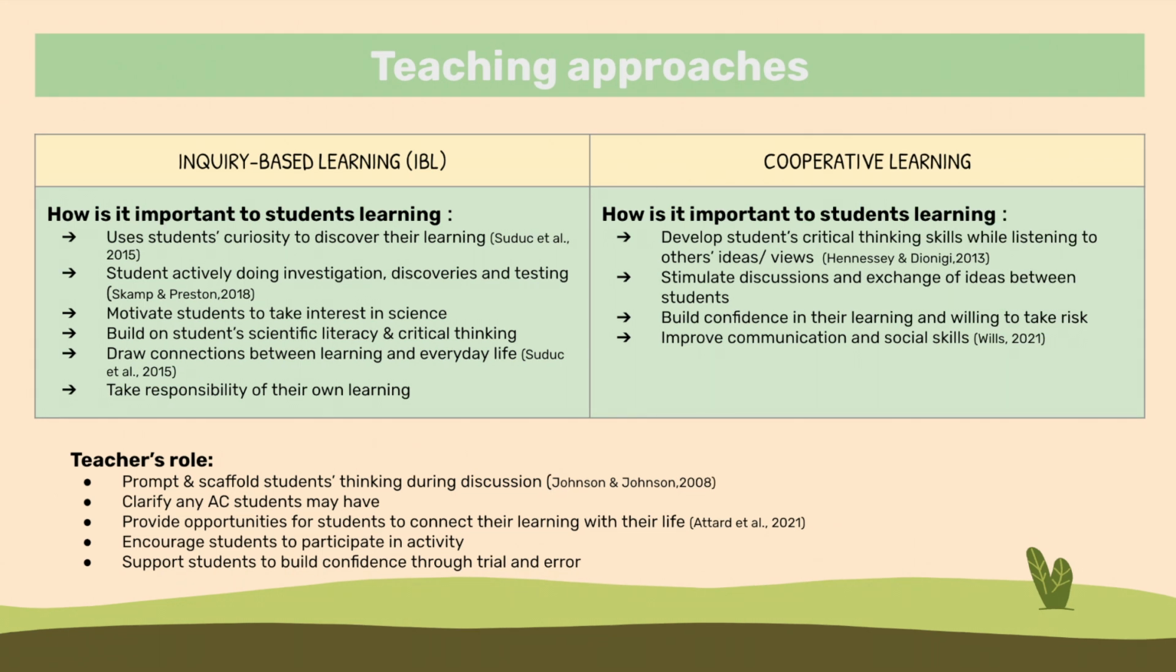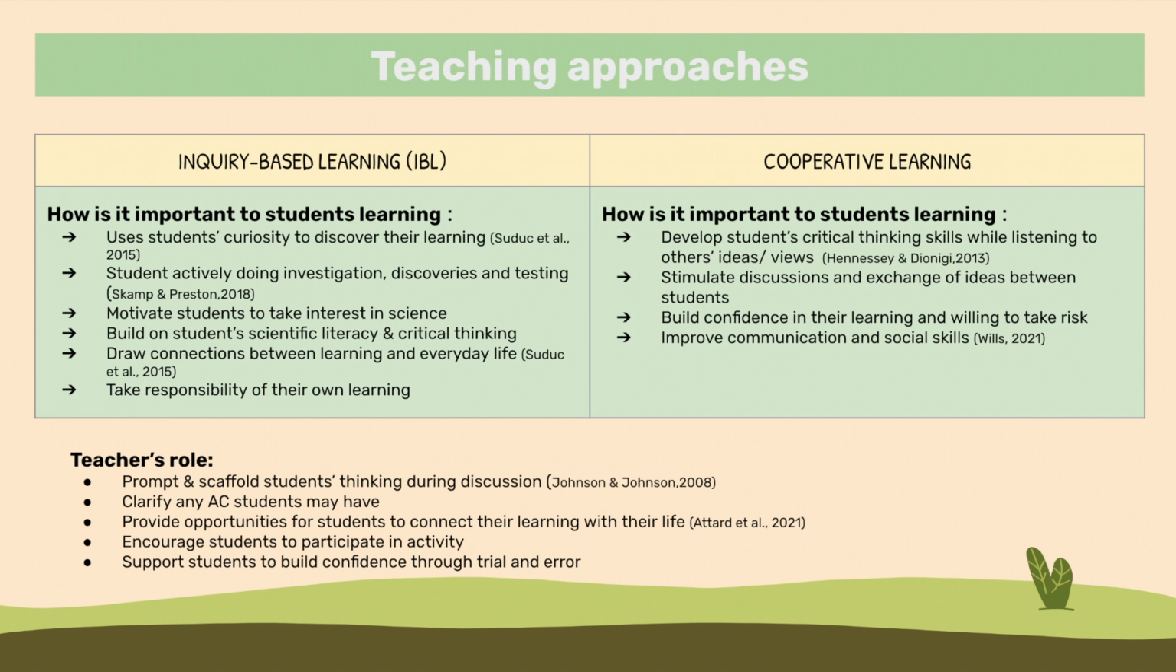In both teaching approaches, they emphasize that students are the ones who are actively taking charge of their learning. For IBL, it is an approach that uses students' curiosity to scaffold their understanding. The two activities provide opportunities for students to actively explore, investigate, and discuss. This helps students to make sense of their own learning, as well as challenging their prior knowledge. Through active investigation and exploring, students will then be motivated to learn about science, which may help them to build on their scientific literacy and critical thinking skills.